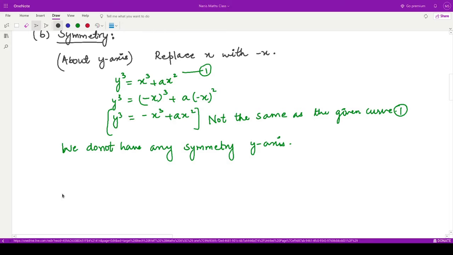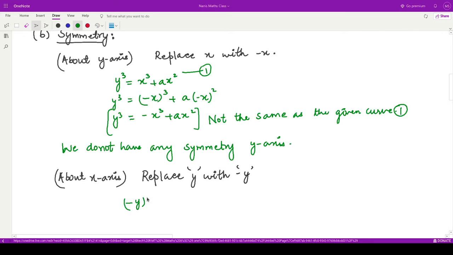So we'll check the same thing for the x-axis. For the x-axis, what we do instead is we just replace y with minus y. So when you replace y with minus y in your equation 1, we would have minus y cube equal to x cube plus ax square. So when you simplify this, which is again not equal to equation number 1, the given equation.